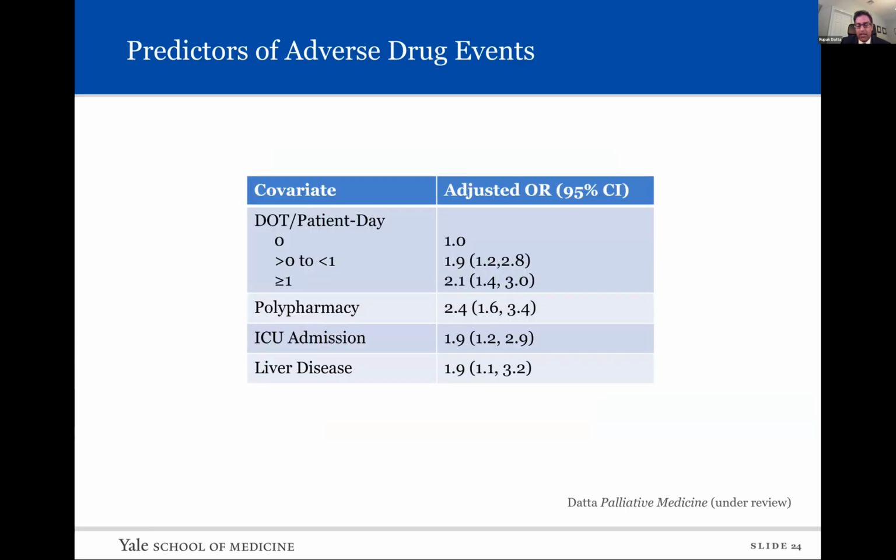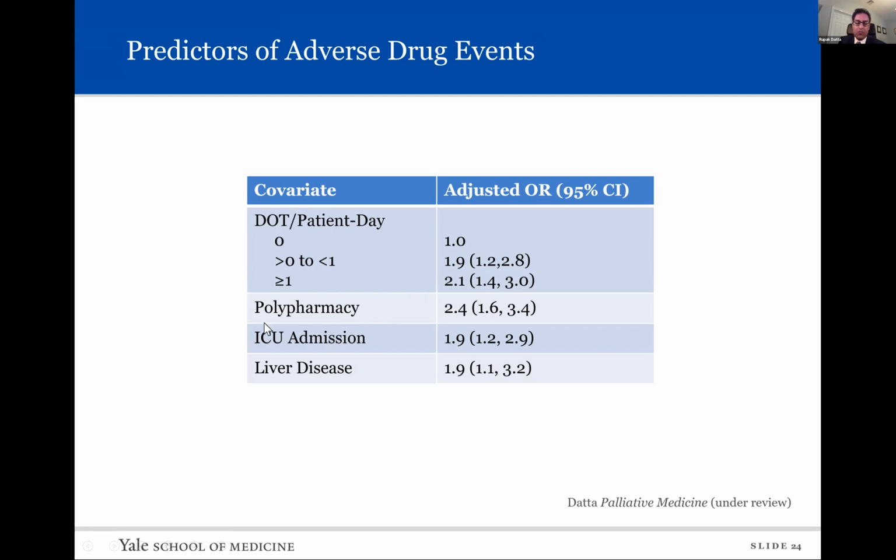Now, in a multivariable regression model, we basically evaluate whether antibiotic therapy was independently associated with the development of an adverse drug event, even after accounting for patient comorbidities, hospitalization characteristics, and so forth. And here are shown a few of the factors associated with the development of adverse drug events. Not unexpectedly, exposure to antibiotic therapy was independently associated with the development of adverse drug events.